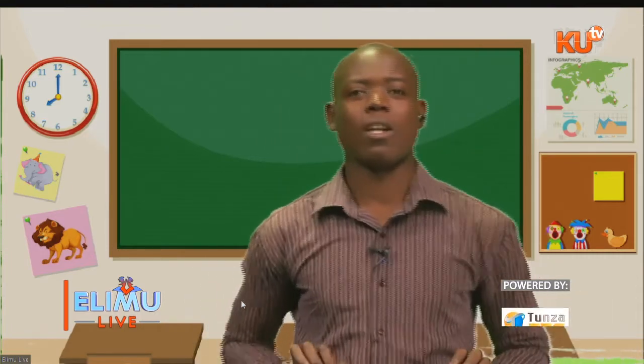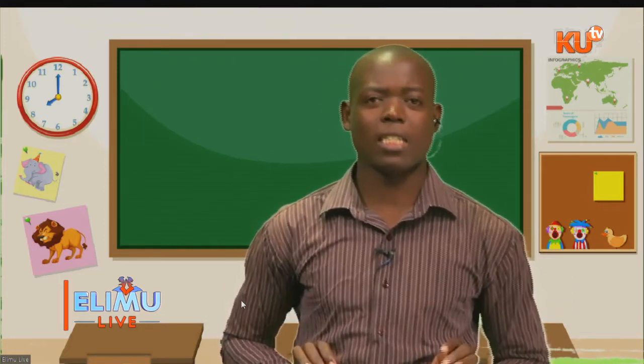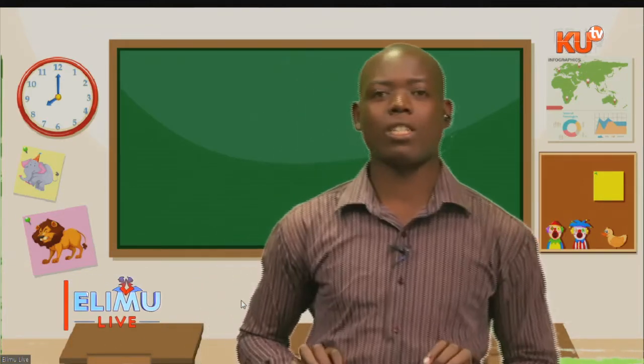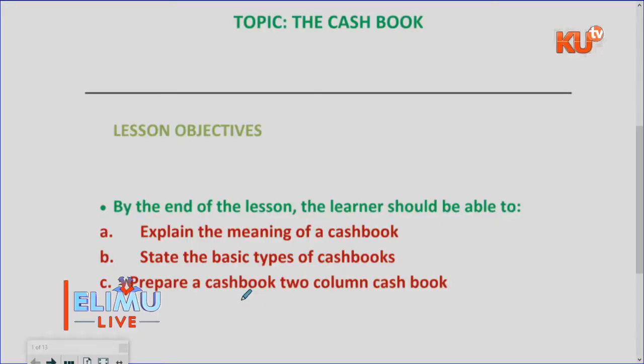And students, what is the accounting equation? The accounting equation simply provides that assets equals capital plus liabilities. So when you have the value for the assets, it should be the same as the value for the capital plus the liabilities. That is called the accounting equation. And so from there, we can now discuss this part on the cash book.